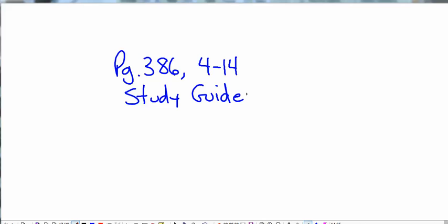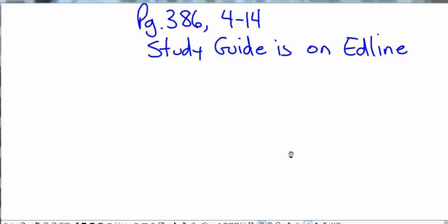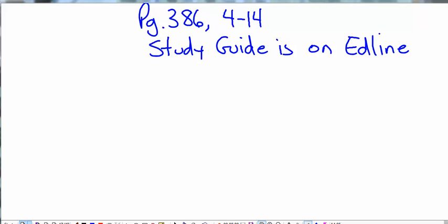Page 386, 4 through 14. Study guide is on Edline. If you have the ability to access Edline in class, you can work on the study guide in class.